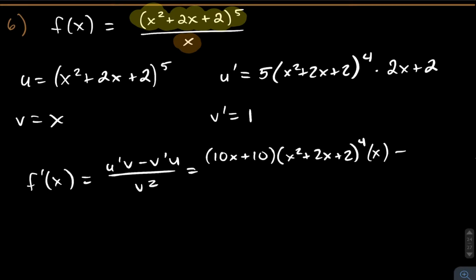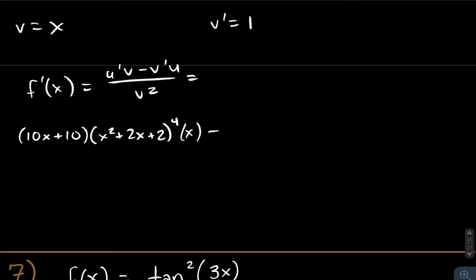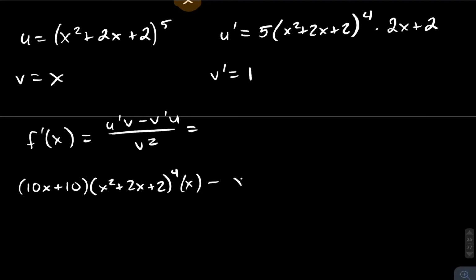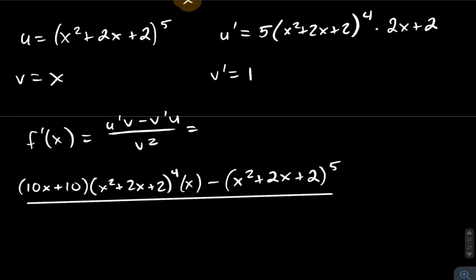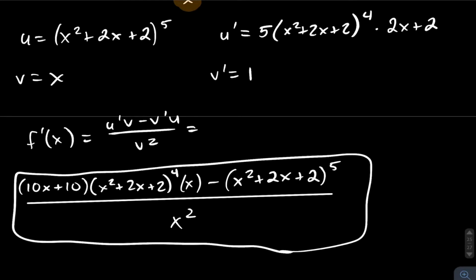And you subtract, we're not going to have enough room here. Let's do this. We're going to subtract v prime, which is 1, and then we have u, which is x squared plus 2x plus 2 to the 5th power, over v squared, which is x squared. All right, so that's basically it. Now we can simplify this here. I'm not going to simplify this. I don't want to. This video is long. Not doing it. All right. So you understand. We went through the good part, which was taking a derivative.